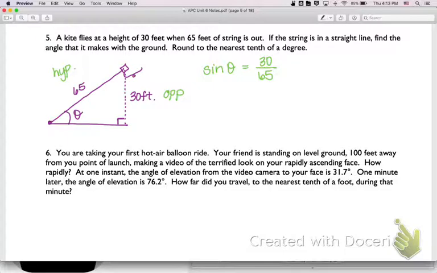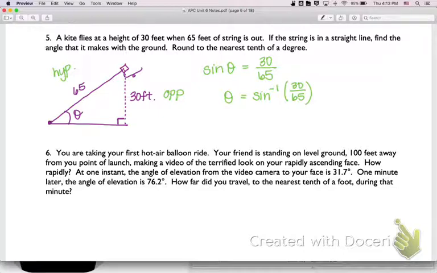The way we do this to find theta is we take the sine inverse of the ratio. Sine inverse, remember, inverse is undo. So if I want to undo the sine, I need to do the sine inverse. Now, sine inverse is going to be the same button as sine, but you have to push second. So you say second sine, and that should put the little sine -1.